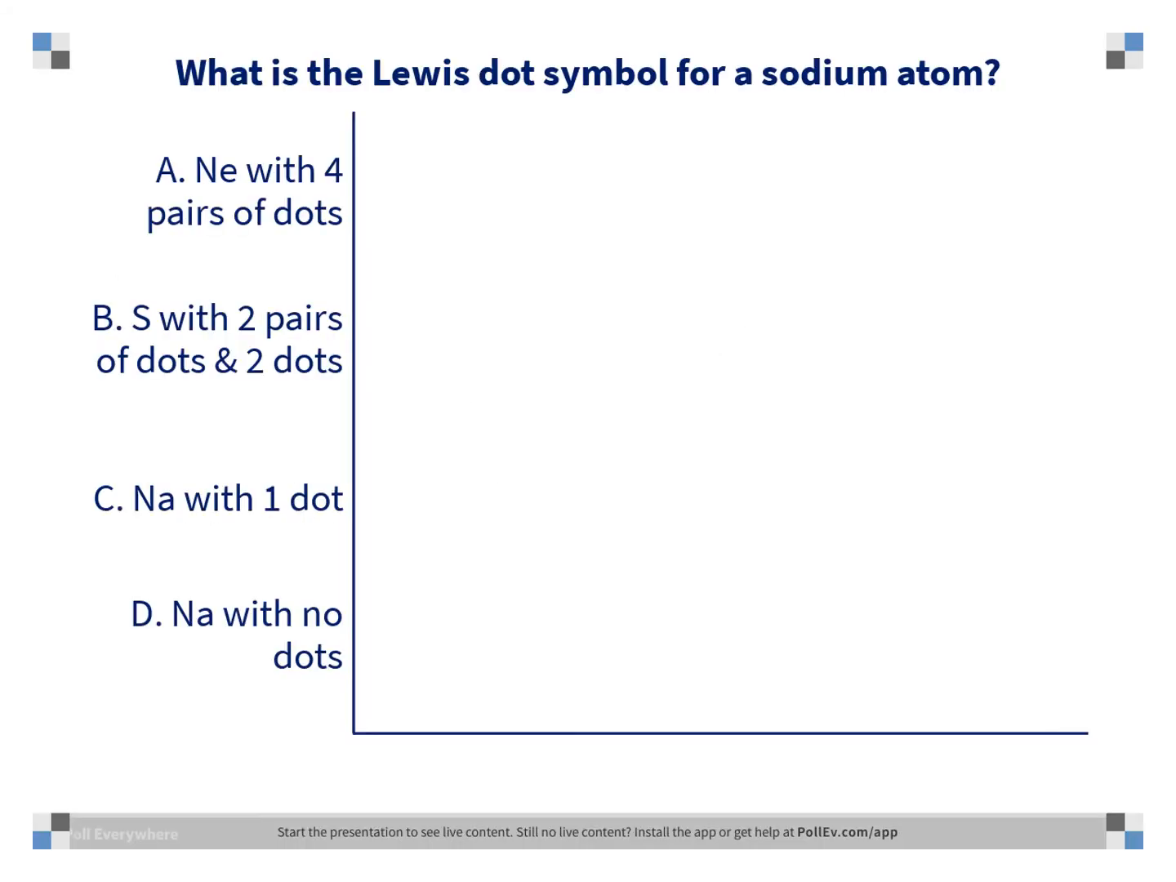The correct answer is C, Na with 1 dot. The 1 dot represents the valence electron in sodium. Remember, sodium is in group 1A, so it has 1 valence electron. Remember your electron configurations. Sodium's electron configuration has a neon noble gas core and then 3s1. That final electron is its valence electron because it is in the outermost shell.